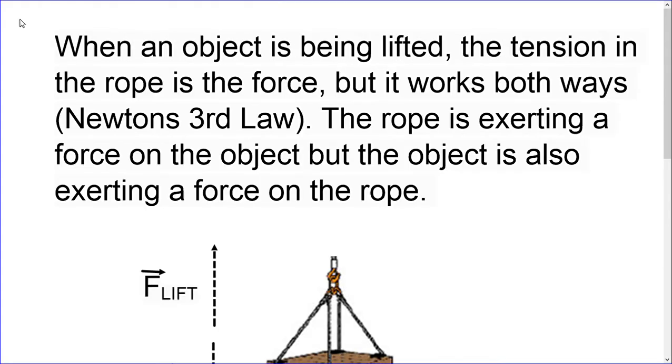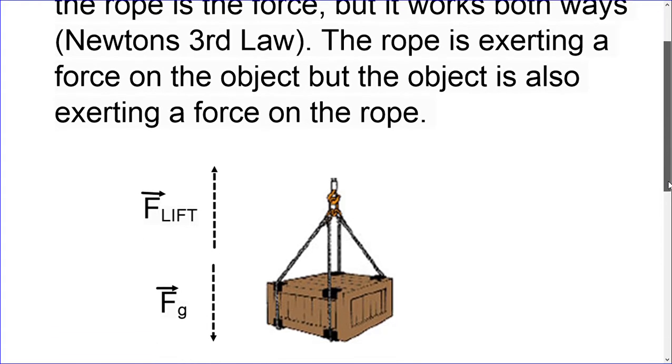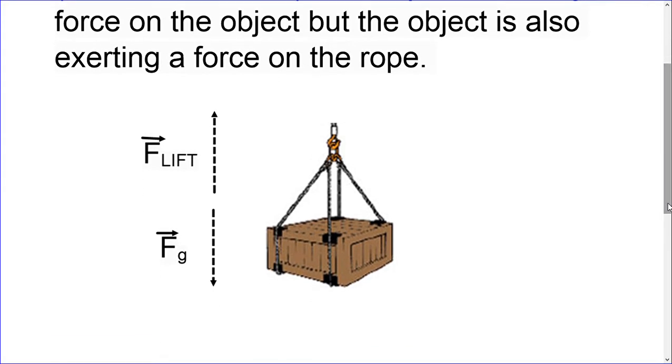When an object's being lifted, the tension in the rope becomes the force. That's the vertical force doing the lifting. But it works both ways because of Newton's third law, and the rope is also exerting a force on the object, just in the opposite direction. So really what we have here is not so much the contact surface part. I have an upward force that would be my tension, which we're going to call lift in this case, and then this box also experiences this downward force of gravity pulling against it.